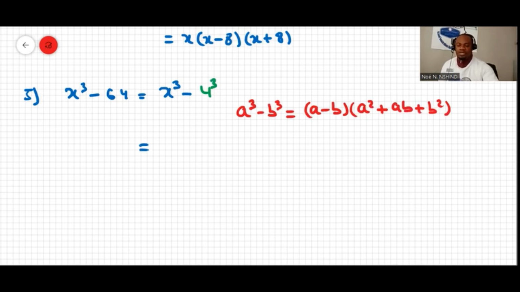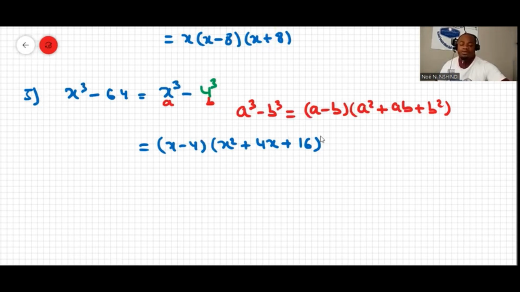We can say this will be x minus 4, because over here a is x and b is 4. So we have x minus 4, open bracket, a squared, so x squared, plus ab, so plus 4x. Be careful here, b is not negative 4, just 4. Plus 4x, and then plus b squared, which is 4 squared, so 16. So this is the expression factorized.